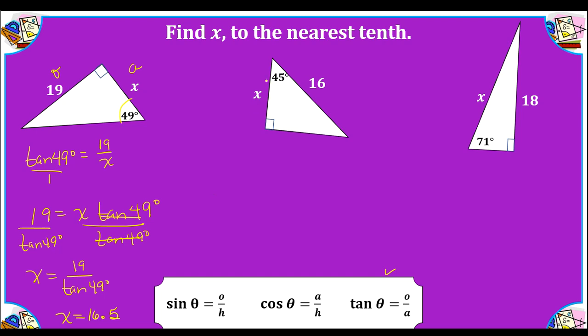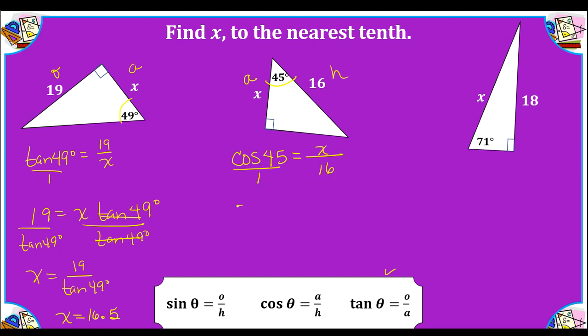The next one, we have been given the adjacent and the hypotenuse. So we're looking for the adjacent. We've been given the hypotenuse. So adjacent and hypotenuse is cosine. So we're going to use the trig function. Cosine of 45 degrees is equal to adjacent x over hypotenuse 16.